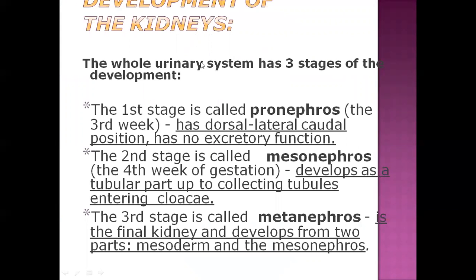So here, the whole urinary system has three stages of development. First is the pronephros, then the mesonephros, and the metanephros. Pronephros is the first stage, in the dorsolateral caudal position, with no excretory function. The second stage is the mesonephros. Its origin is in the fourth week of gestation, developing as the tubular part of the collecting tubules and the cloaca. The third stage is the metanephros. The final kidney develops into two parts.